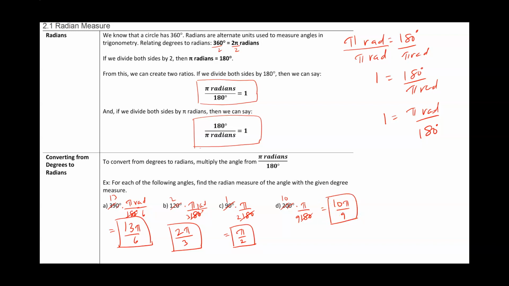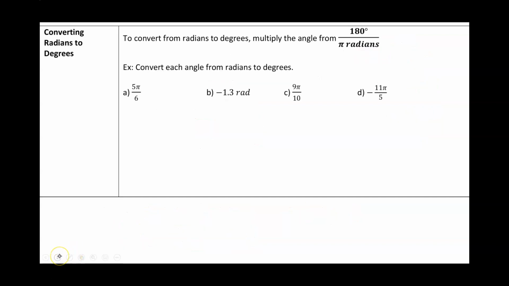Okay, so to convert from degrees to radians, you're going to multiply by pi radians over 180 degrees. Next up, we want to convert from radians to degrees. So to convert from radians to degrees, we go the exact opposite way. You want the radians to cancel, so the radians go on the denominator, and you want your answer to be in degrees, so the degrees go on the numerator. Okay, so we're going to multiply this angle in radians by 180 degrees over pi radians, so the pi's cross cancel. 6 goes into 180 30 times, and 30 times 5 will give you 150 degrees.